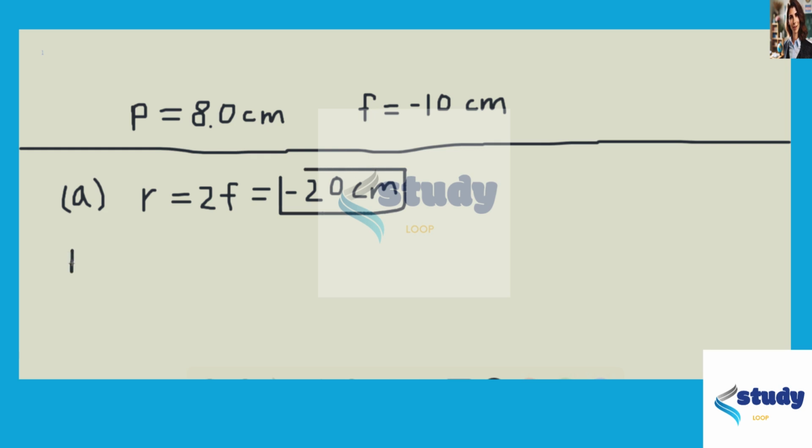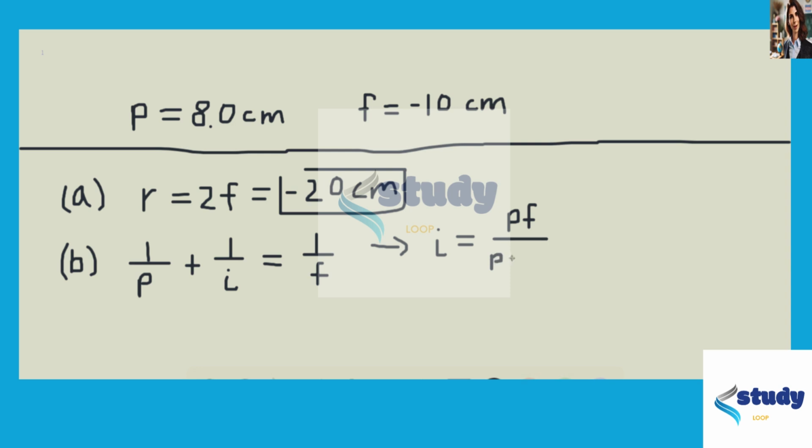Part B of our question asks us to find the location of the image since we know the location of the object to mirror distance as well as the focal length here. So to do that, we use the equation that says 1 over the distance to the object, p, plus 1 over the distance to the image, i, which is what we're trying to find, is equal to 1 over the focal length, f. Solving this equation for i, we find that i is equal to p times f divided by p minus f. So plug in our values for p and f. Remember that f is a negative value, so make sure you plug in a negative value for f. And we find that i is equal to negative 4.4 centimeters.